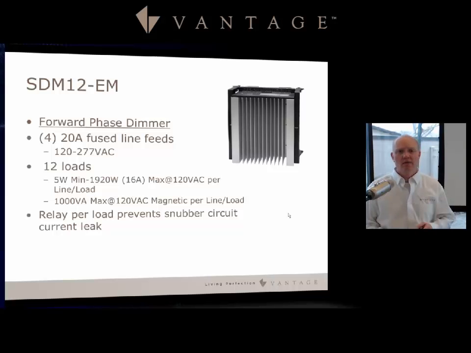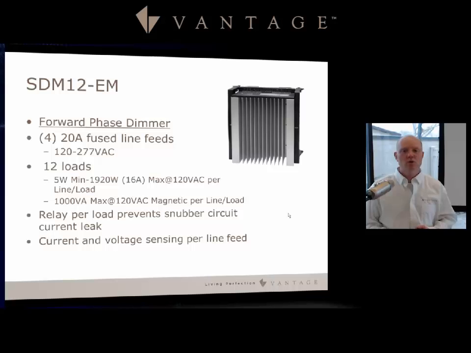So the relay per load is a nice piece to be added into that. We also added a current and voltage sensing per breaker or per line feed, and you can do different things with that. For example, you could have an email sent to you or to the homeowner if either of those pieces got over or under what the sensing was set up for.